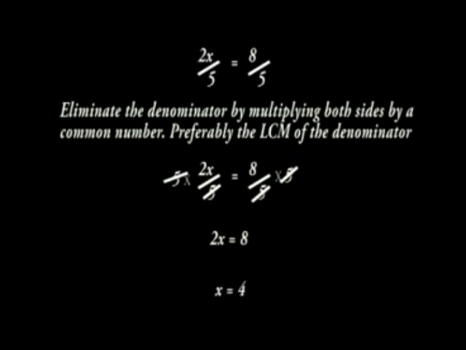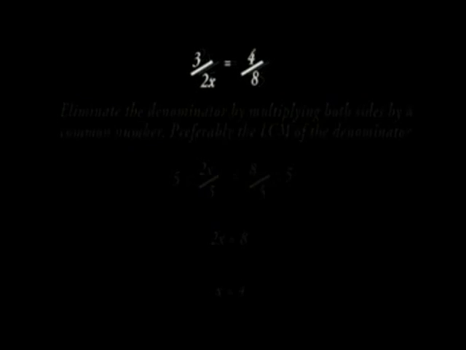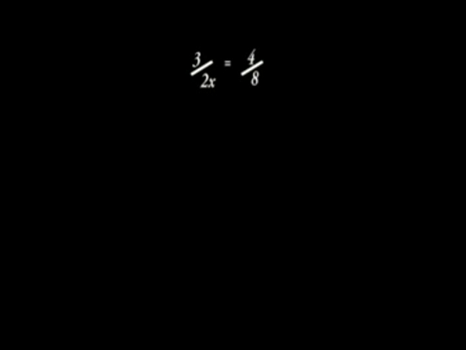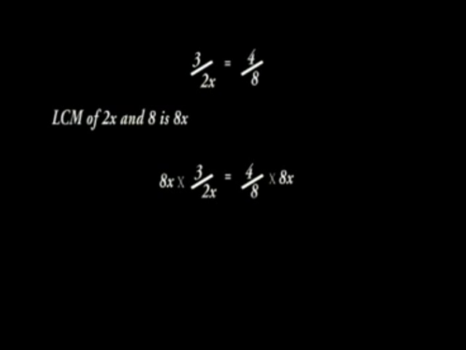What if we have such an equation as 3 over 2x is equal to 4 over 8? The game is still the same. The LCM of 2x and 8 is 8x. We therefore have 8x times 3 over 2x is equal to 4 over 8 times 8x. And we have 12 is equal to 4x and x is 3.